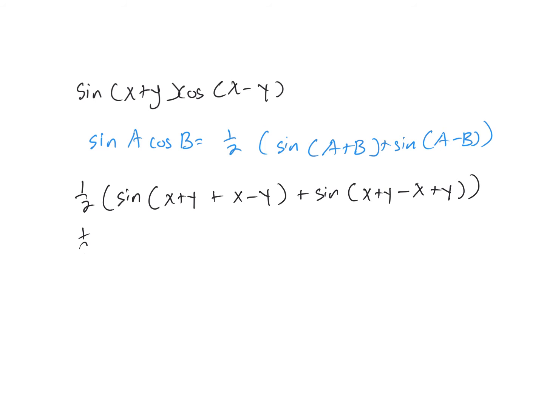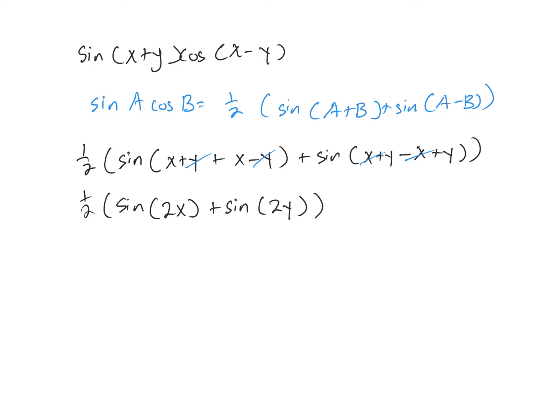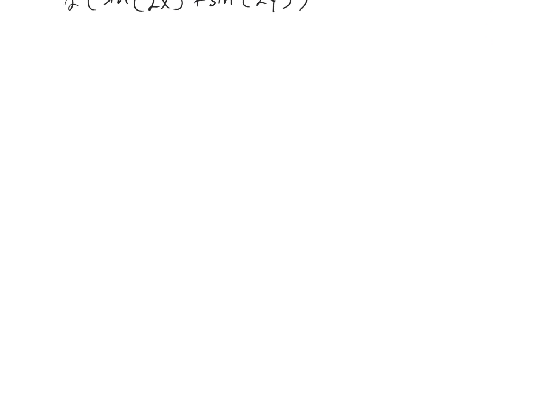So x plus y minus, remember, distribute my negative, so I have minus x plus y. So we have 1/2 sine of, our y's cancel each other out here, our x's add together here, so we have sine of 2x plus sine of 2y, and that is that. Now let's do one where it's backwards.